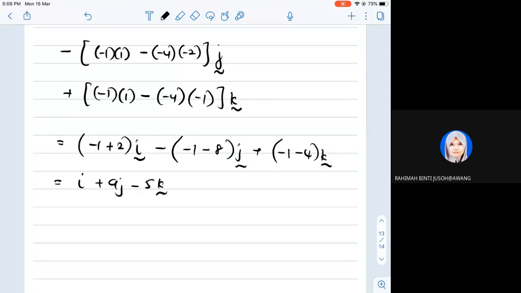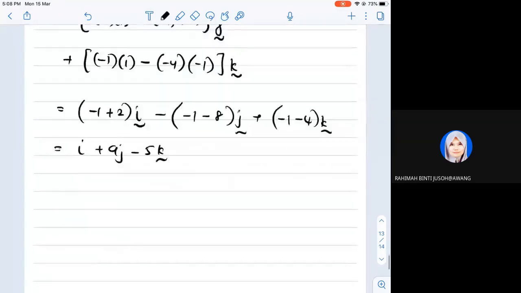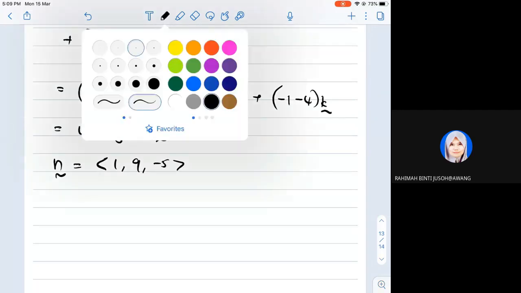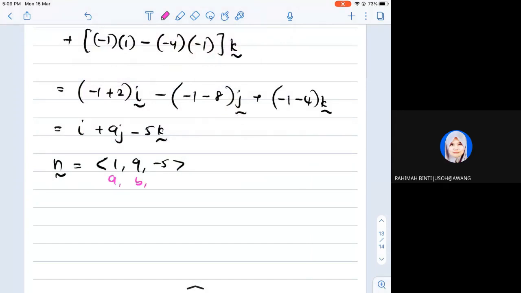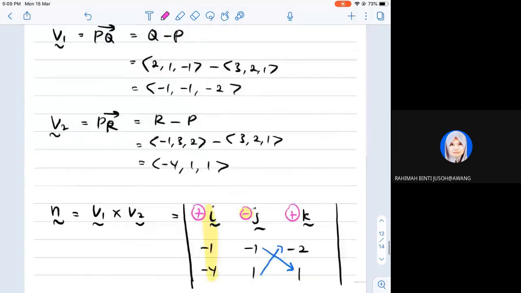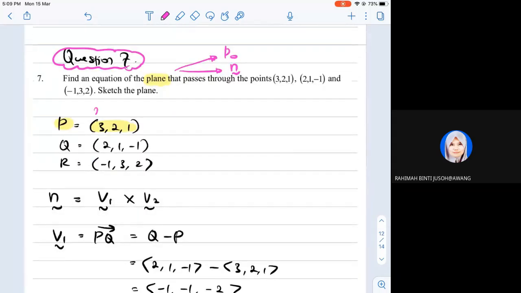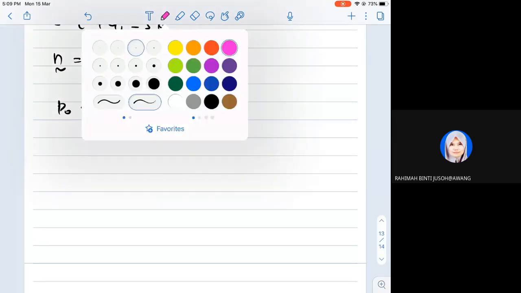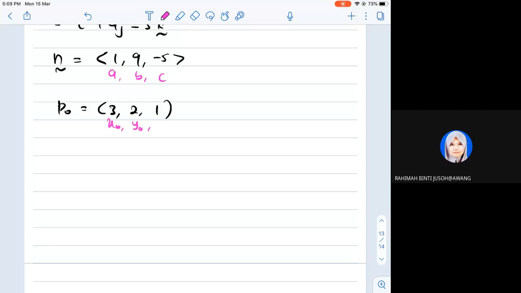Alright, so now kita dah ada normal vector. So our normal vector is 1, 9, negative 5. Macam tu lah. So this is our A, B and C. Mana tadi P0 kita? P0 kita 3, 2, 1. So this is our X0, Y0, Z0. Okay, saya tulis balik P0, 3, 2, 1. Okay, so 3, 2, 1. This is X0, Y0 and Z0.